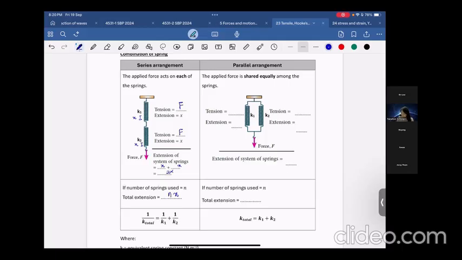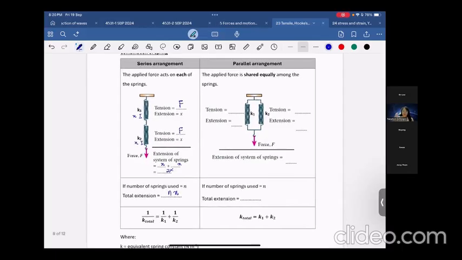For the parallel, when we apply the force, the spring doesn't experience the full force, because when they are connected in parallel, they share out the force. You can imagine you standing here, your friend standing here, both of you carry a thing. If you carry it together, it's not that heavy, because the weight will be shared out.